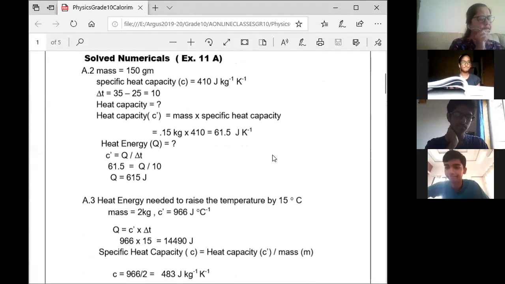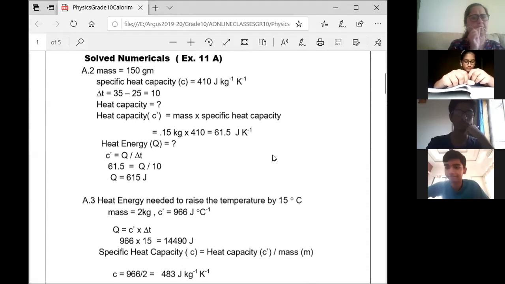You have to calculate the heat capacity. Go on noting down. Heat capacity, you have to calculate C dash. Heat capacity of the copper vessel of mass 150 grams. I have written the mass as 150. Specific heat capacity of copper is given, 410 joules per kg per Kelvin. So the specific heat capacity is given.